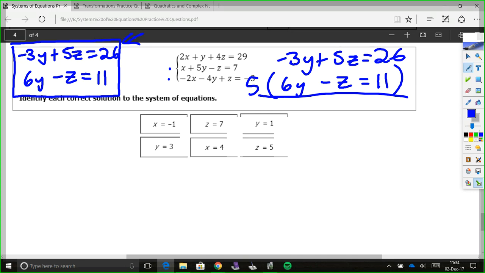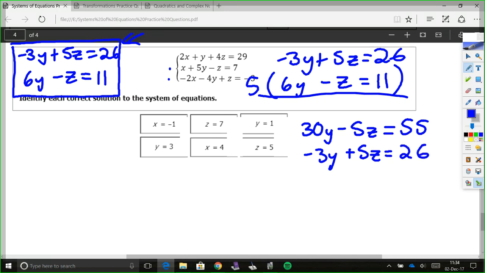And let's go ahead and go with that. So if I multiply the second equation by 5, that'll be 5 times 6 will be 30y. 5 times negative z will be negative 5z. And 5 times 11 is 55. And the other equation, I'm going to leave it the same. It's already negative 3y plus 5z equal to 26. And again, now you can see that those equations, the z's are going to cancel out.